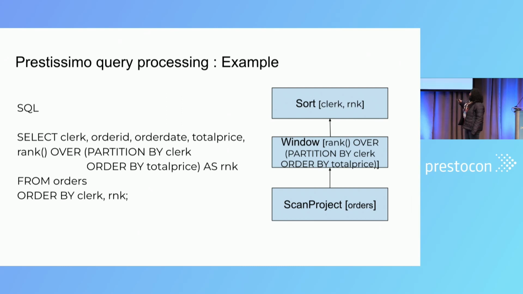So logically you have a scan project PlanNode feeding into a window, which is going to do rank over partition by clerk, order by total price, and then there's a final sort by clerk and rank. So logically that's what we want to do.